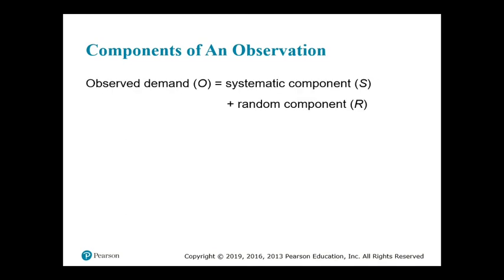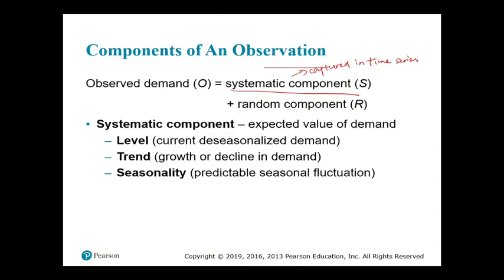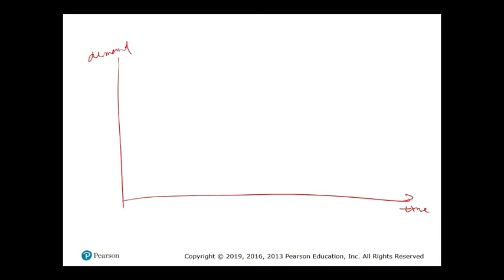So the demand, or the actual demand, or what we observe, can be categorized as a systematic component and a random component. So this is what we're trying to capture, the systematic component, in the forecasting models, for example, in time series models. So what are the systematic components? So say, over time you have the demand of a particular product.